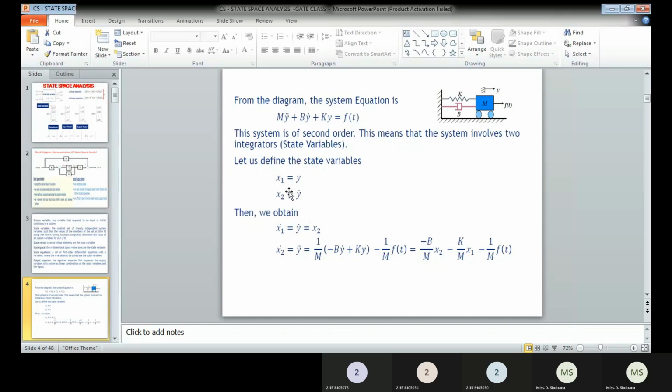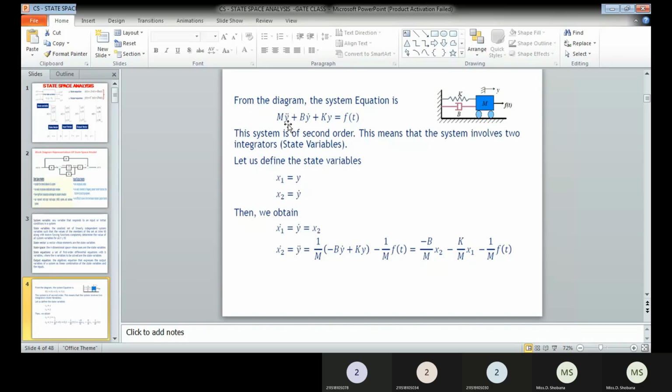Here we can see that y double dot is available in the equation. So x2 is nothing but your y dot, and y double dot is nothing but x2 dot. Then if you want to determine x1 dot, x1 dot is nothing but y dot. Y dot has already been assigned as x2. Therefore x1 dot is equal to x2. Now we are going to obtain the x2 dot.